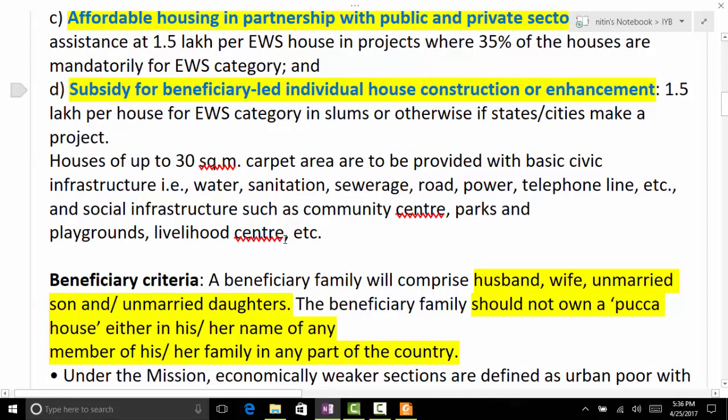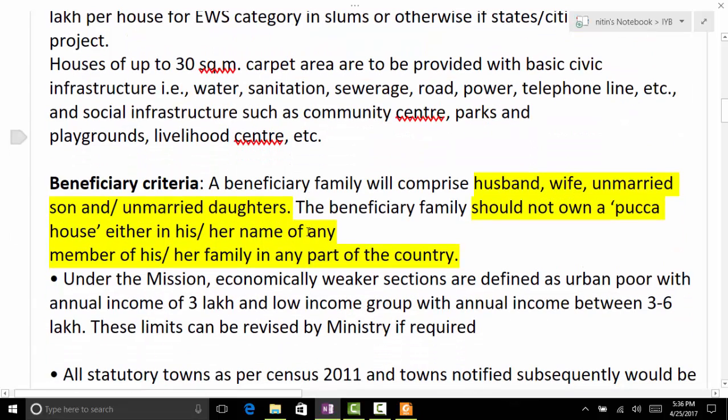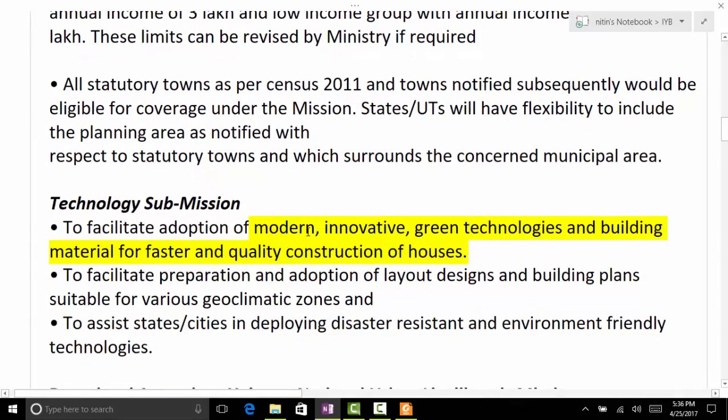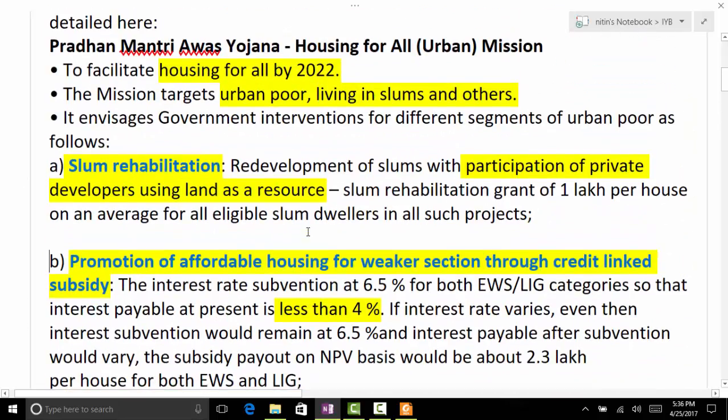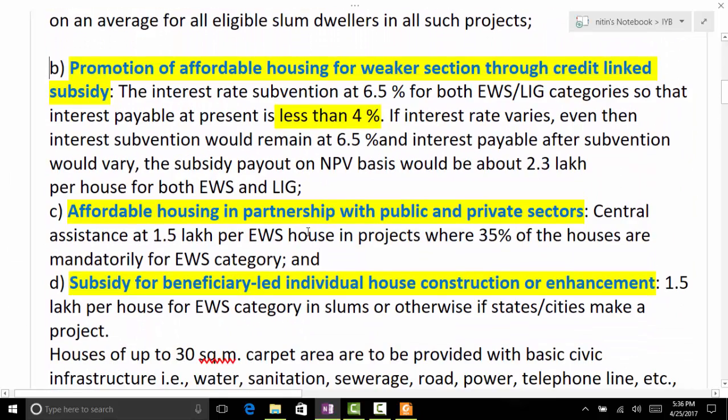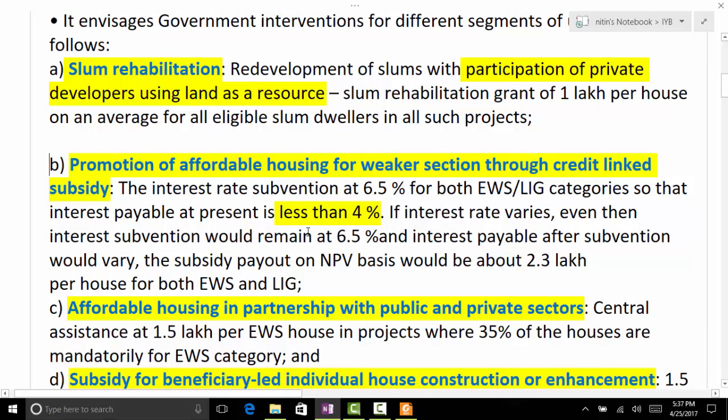Who will be the beneficiaries? Husband, wife, unmarried son and unmarried daughter. And they should not own a pakka house, either in his or her name or in the name of any member of the family, anywhere in the country. So this is the condition given there. So read the components once again.